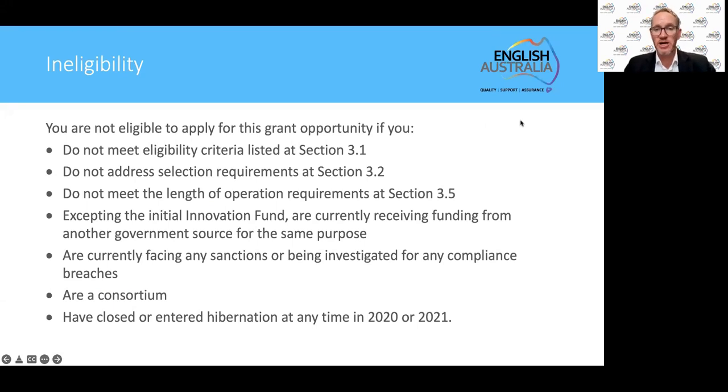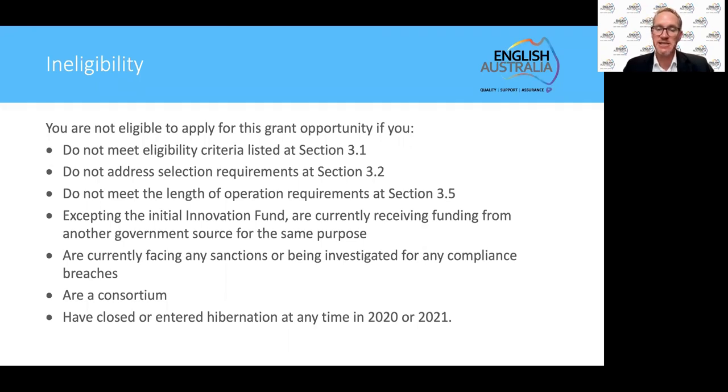You are not eligible for the grant if, in the grant guidelines, you do not meet any of those eligibility criteria we've been through, you are unable to meet or haven't adequately addressed the selection criteria, which I'll cover in a second, or you do not meet the length of operation requirements. That's why I've reinforced those points. Now, if you're receiving Commonwealth funds for a project or program of work that you want to undertake under the program, that's ineligible. However, the exemption is if you've received the Innovation Fund, then you are certainly eligible to apply. Again, these are two distinct programs. In the selection criteria, we will have some specific questions for those that have participated in the Innovation Fund, but providers could apply for one, both, or either of the programs. So they're certainly mutually exclusive in that respect.